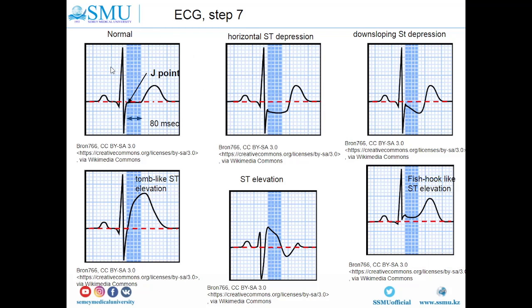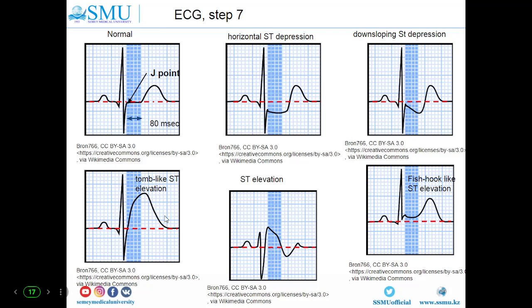This is a demonstration of the J point with the first 80 milliseconds. In this case, the speed of the ECG is 50 millimeters per second, so 80 milliseconds of the ST segment includes four small boxes. We can detect horizontal ST depression, in which we can observe depression of both the J point and the ST segment lower than the TP segment. We can also detect downsloping ST depression. In this case, the ST segment will be lower than the J point.